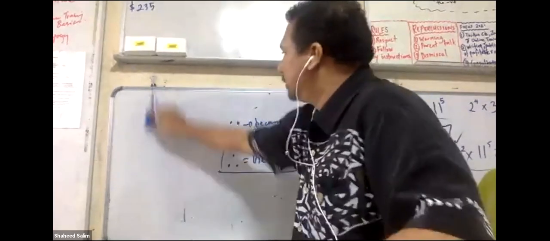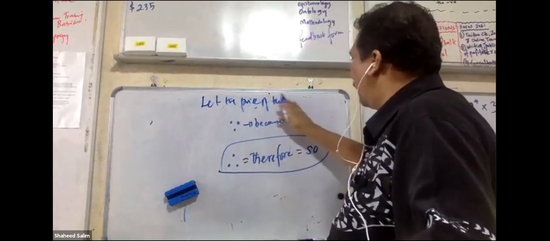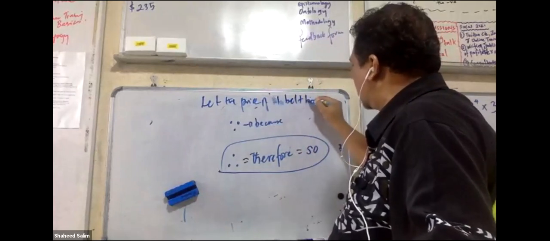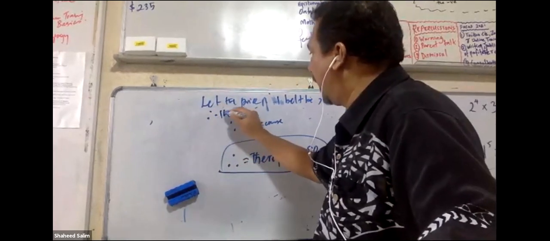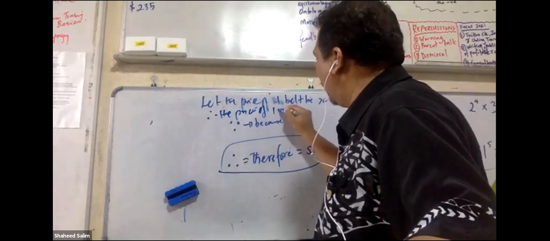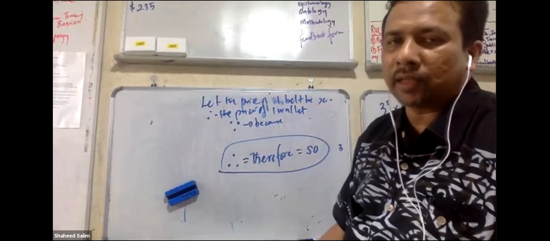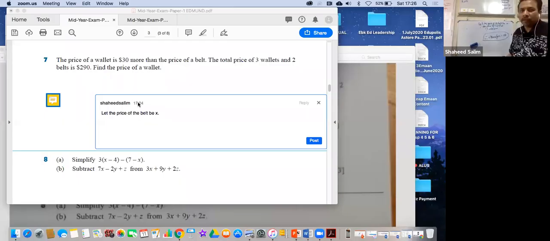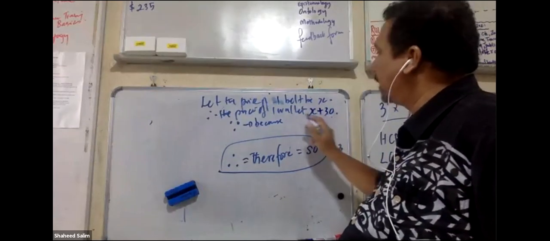Let the price of one belt be X. So therefore, the price of one wallet is how much? You look at the question, what does it say? The price of a wallet is $30 more than the price of a belt. So this must be X plus 30, because the wallet is more expensive than the belt.